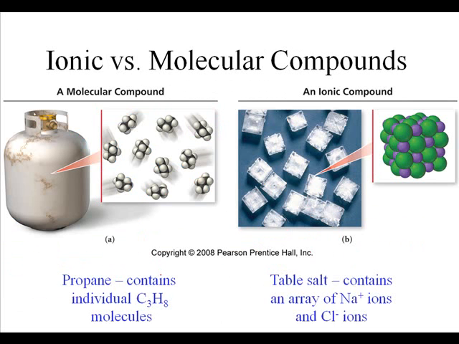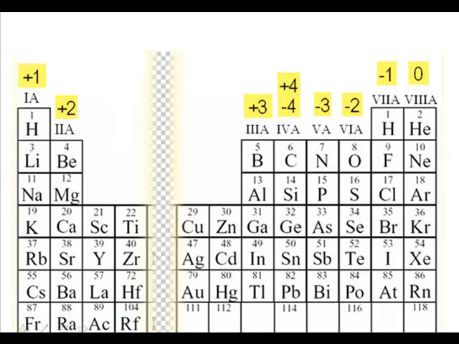When you have, for example, propane, C3H8, that's an example of a molecule. Whereas if you have NaCl, that's ionic, because of the ions attracting. An ionic compound is referred to as a salt. We, of course, know table salt is NaCl, but that's not the only kind of salt. The word salt applies to ionic compounds.